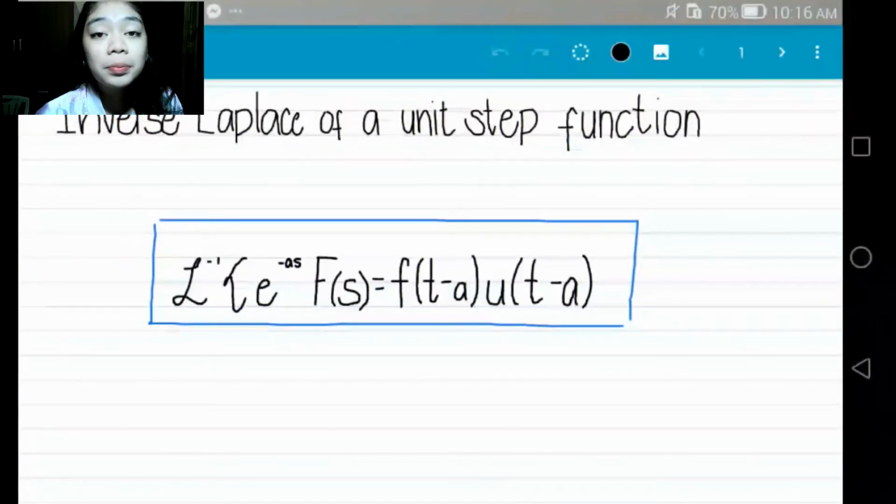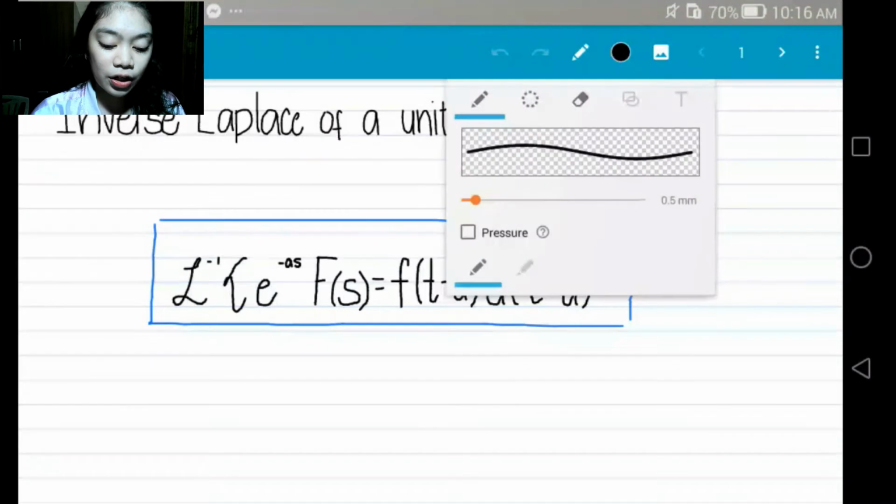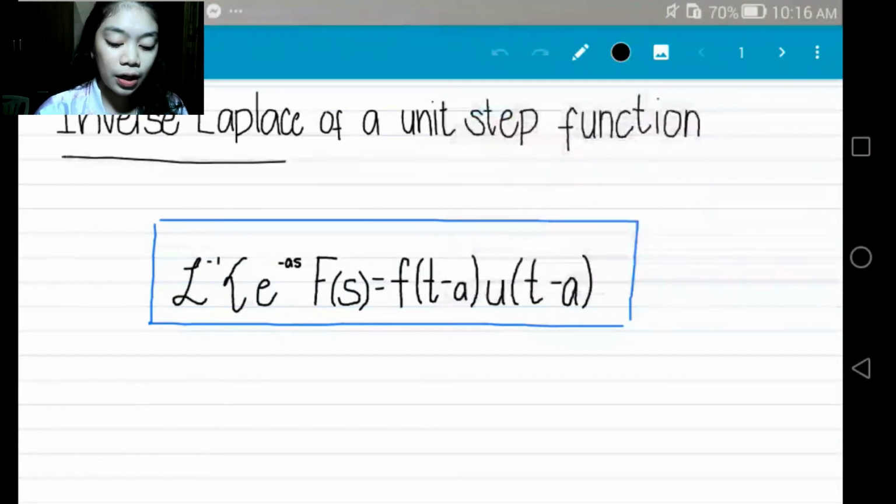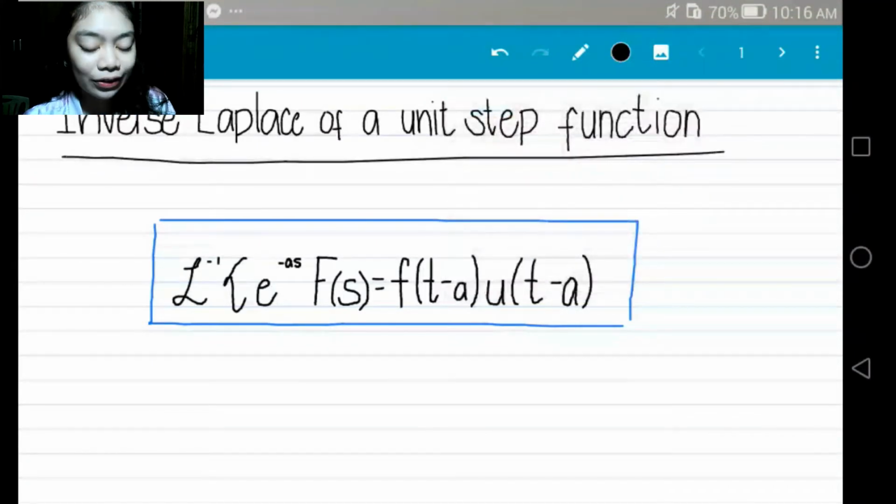For today's video, we will be discussing how to get the inverse Laplace transform of a unit function. From the previous video, we had already discussed what a unit function is, how to get the unit function, and how to get the Laplace transform of a unit function. So for today's video, we will be discussing how to get the inverse Laplace of a unit step function. So we're just going to learn about that today.